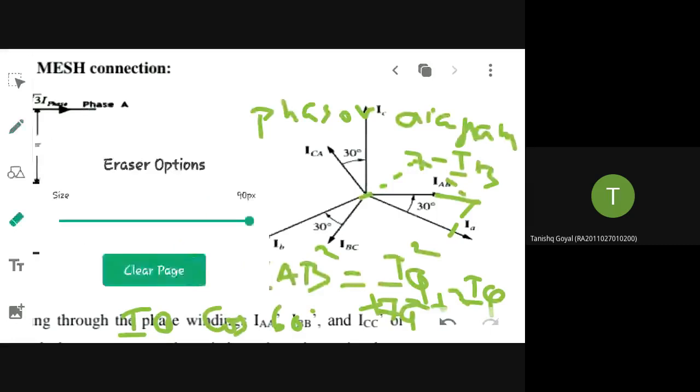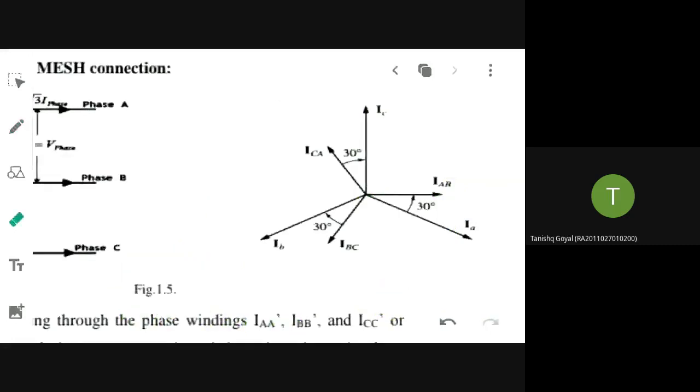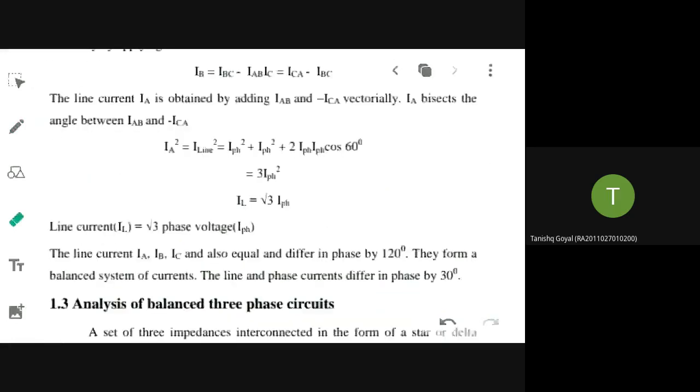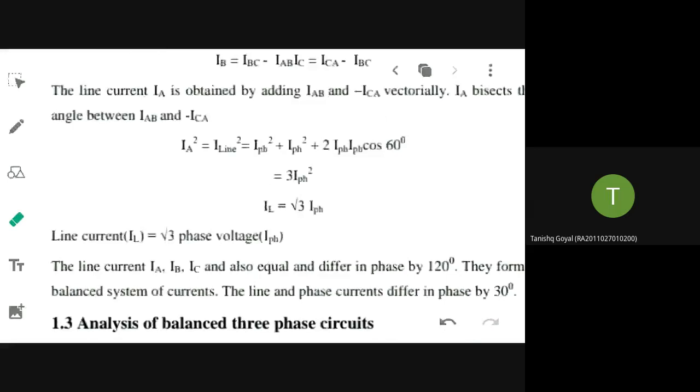Ma'am, can you derive the same way only? Ma'am, can you tell again how line current and phase current are different?